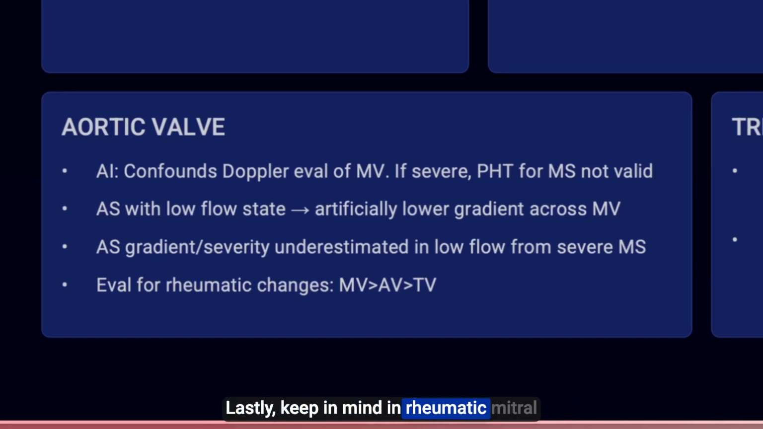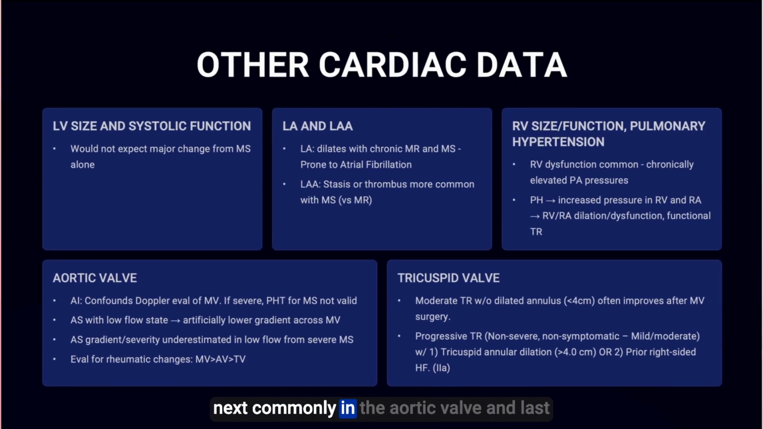Lastly, keep in mind in rheumatic mitral stenosis, rheumatic disease can cause valvular problems in the mitral valve, but then also, next commonly, in the aortic valve.